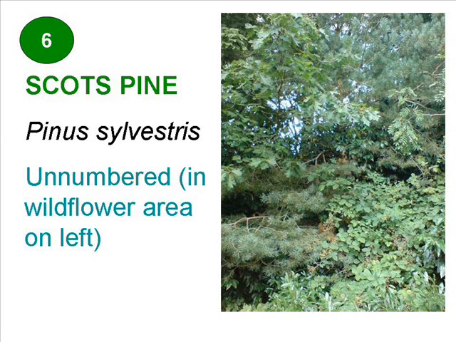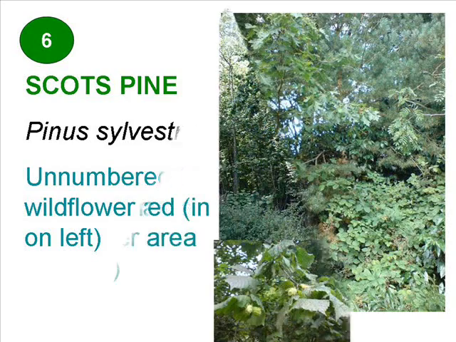The bark, orange higher up, flakes off in plates. The wood is used for furniture, telegraph poles, and the resin for turpentine. The seventh tree, the hazel, is on the right of the wildflower area.